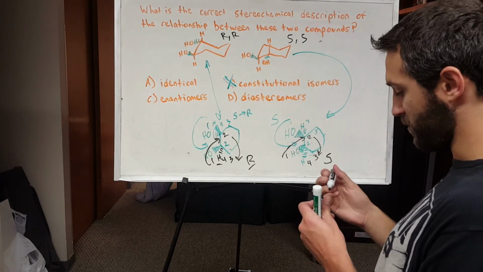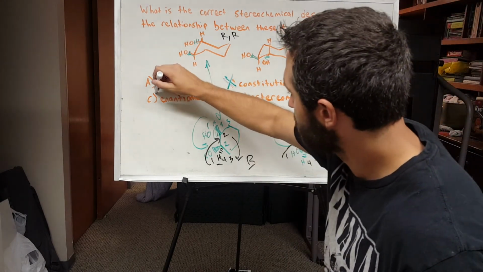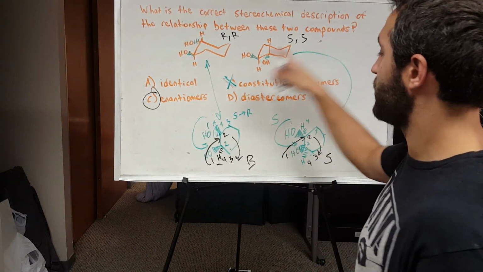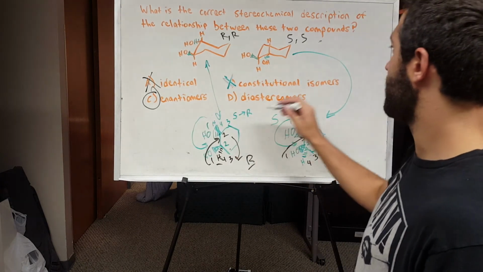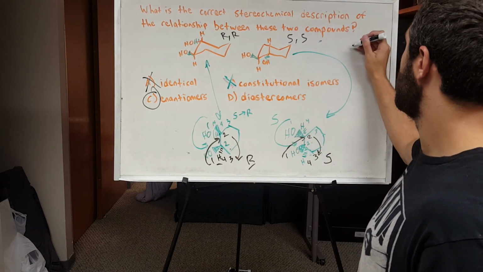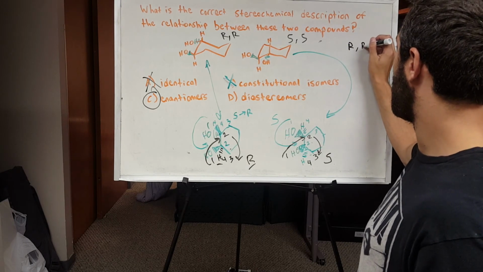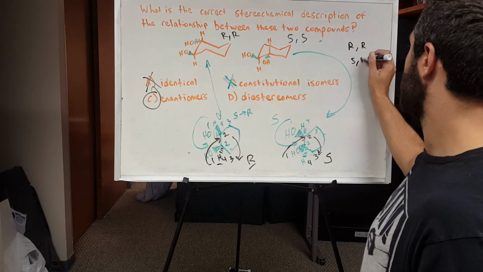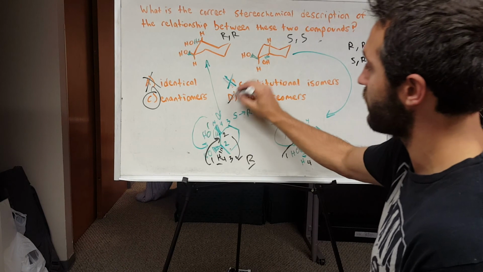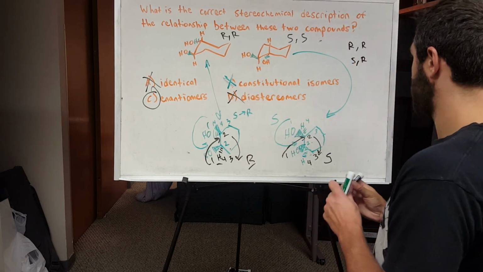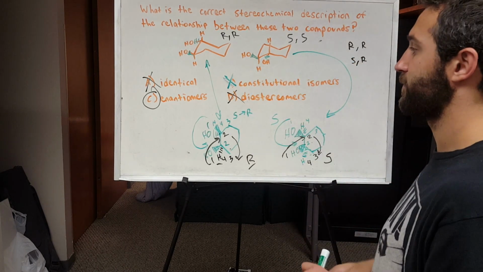So they're enantiomers. Obviously identical would be if they're the same letters. Diastereomers would be if you had maybe R,R and S,R or something, or just one letter difference is diastereomers. Okay, so answer C.